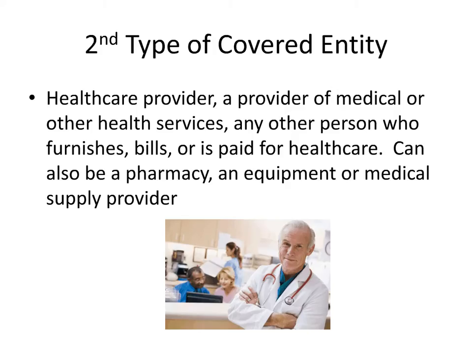The second type of covered entity is a healthcare provider. This is a provider of medical or other types of healthcare services, or any person who furnishes, bills, or is paid for healthcare. This can be a physician, it could be a nursing service, it could be a pharmacy, or an equipment or medical supply provider. That's the second type of covered entity, a healthcare provider.